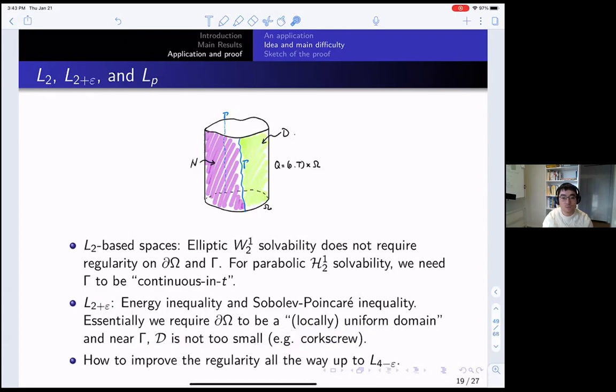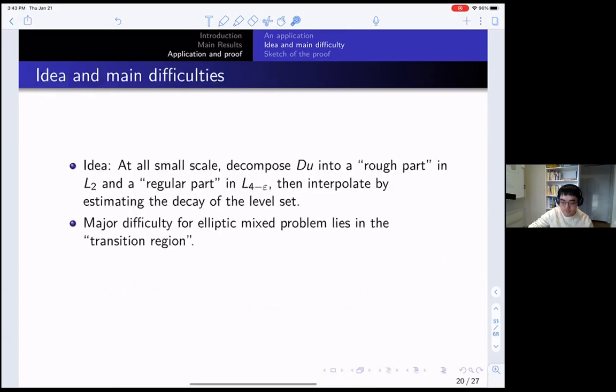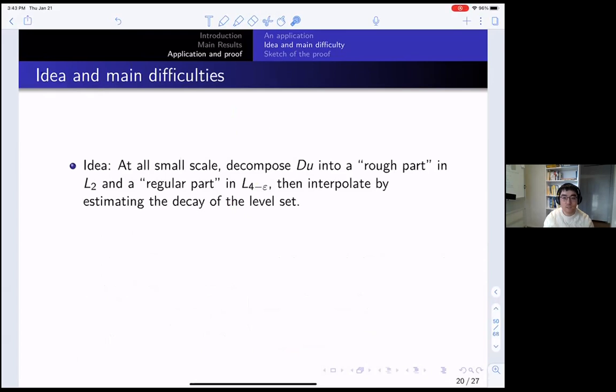The real problem is how to improve the regularity all the way up to L4 minus epsilon. That is, H^{1,4-ε} regularity, or better regularity in t. We don't mention any mixed norm, but the spirit is similar. The idea of proving this regularity is to use a level set argument. We locally decompose this du into a rough part in L2, using some usual perturbation argument, and a regular part in L4 minus epsilon. Then we interpolate these two estimates by estimating the decay of the level set. This is the interpolation theorem, let's call it.